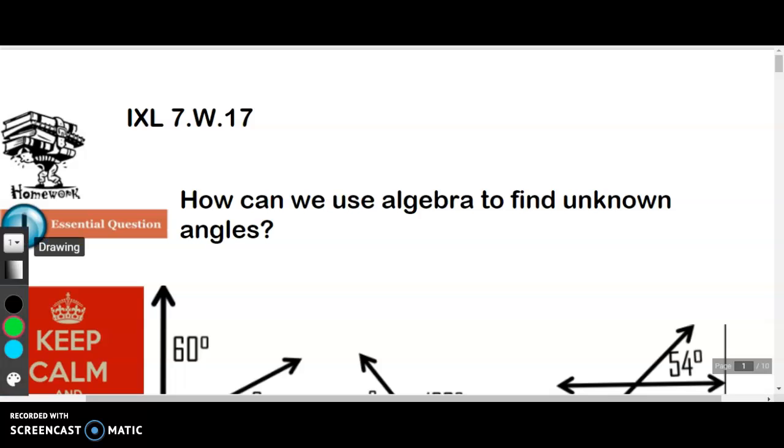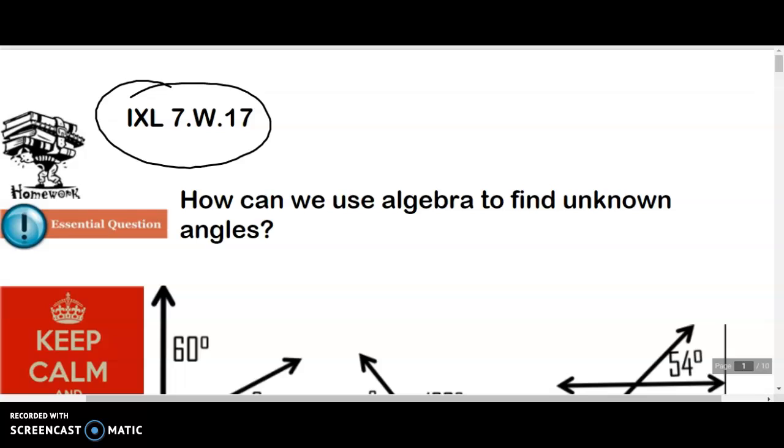Welcome to Tuesday's lesson. Before we begin, I just want to remind you that in any math that we're using and doing from this week at least, you can use a calculator. It doesn't have to be a special calculator. You can use one on your computer or your phone. Any calculator will do. Tonight's homework is going to be IXL 7.w.17.